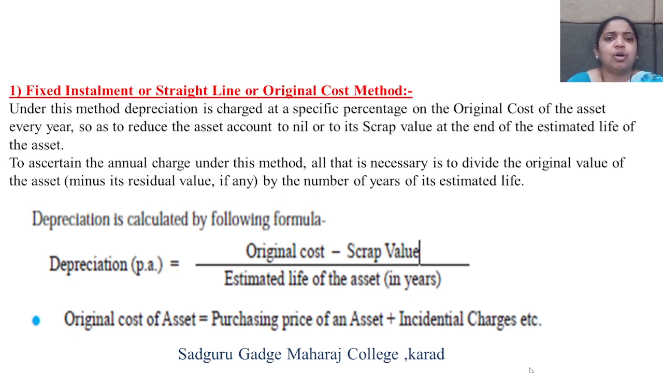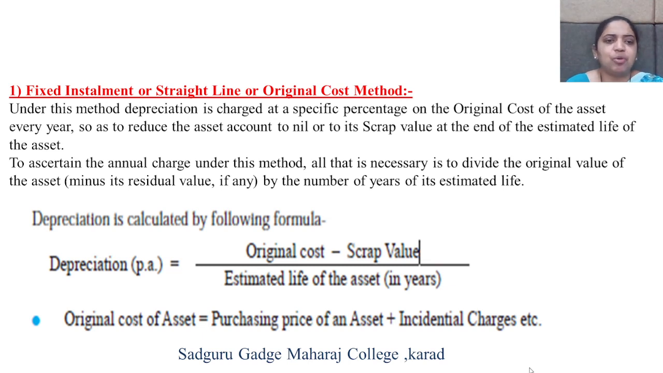Example, if the original cost is 80,000, on 80,000, 10%. That means how much? 8,000. So every year, how many years are you charging depreciation? Like 5 years. First year, 8,000. Second year, 8,000. Third year, 8,000. So 8,000 will be the depreciation charge.